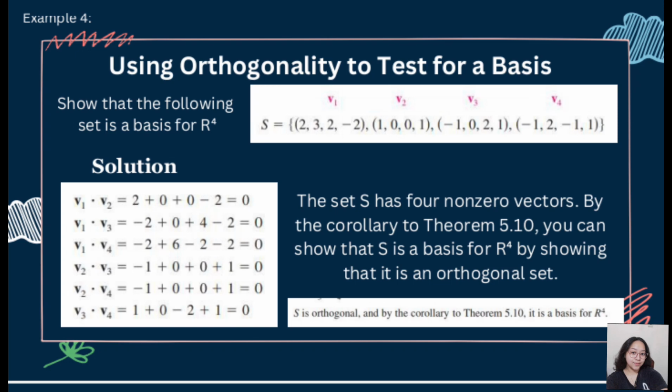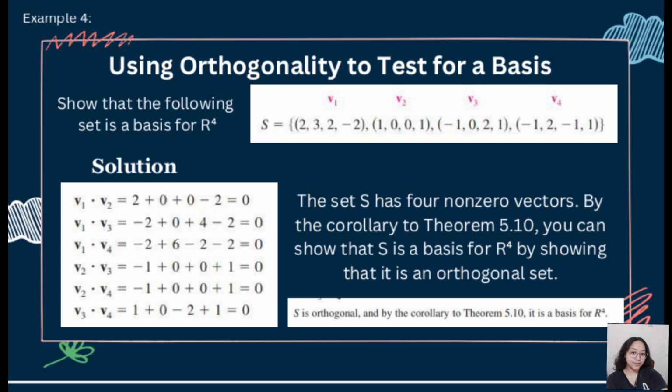So, using orthogonality to test for a basis. Here, we will show how the corollary works. So, our problem here is, show that the following set is a basis for R^4. Then we have a given set S equal to {(2, 3, 2, -2), (1, 0, 0, 1), (-1, 0, 2, 1), (-1, 2, -1, 1)}.